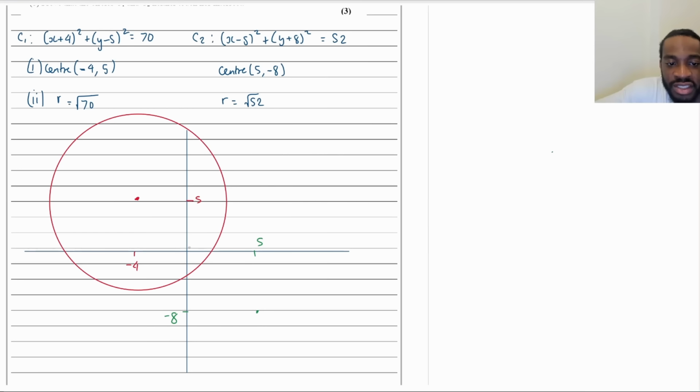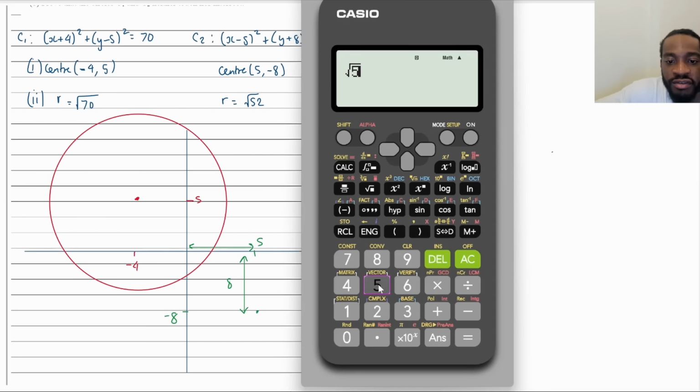This going across is 5 units. Like that, this is 5 units. And this one here going down is 8 units. Okay. So what is the radius of C2? That is root 52. So let's put that in. Root 52 is equal to 7.2, right?